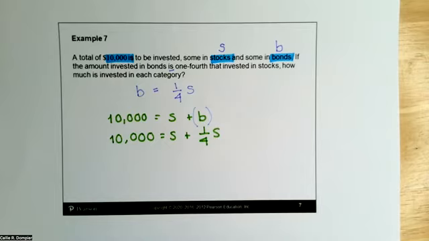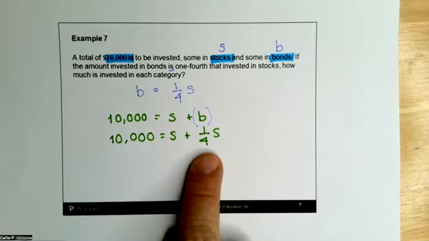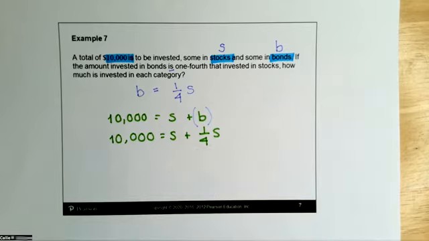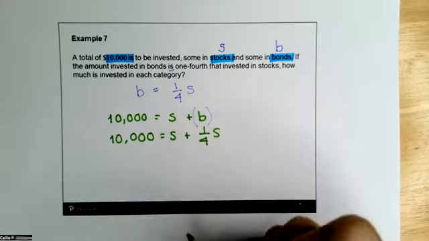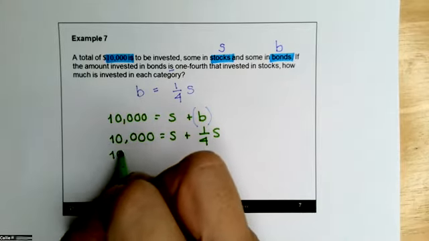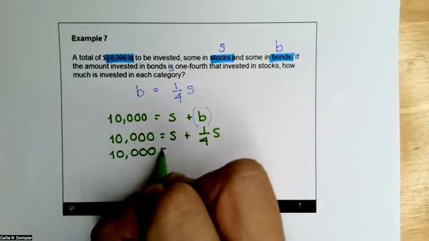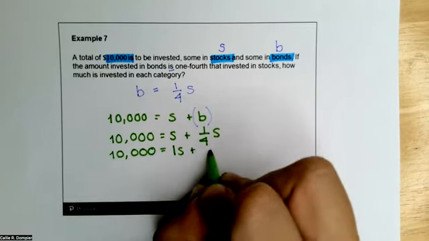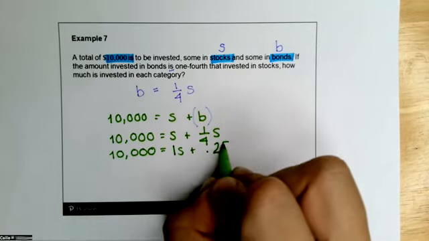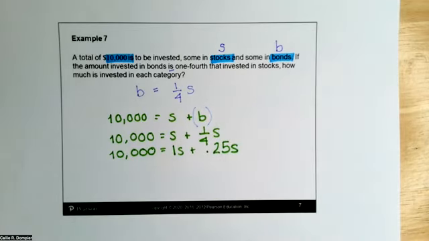Okay. So this is 1S, this is 1/4 S. Good. How much is 1/4 as a decimal? If I was to combine 1 and 1/4, it's kind of easier to write it as a decimal. So that's 1S plus 0.25S, right? Because a fourth of a whole is 25%.